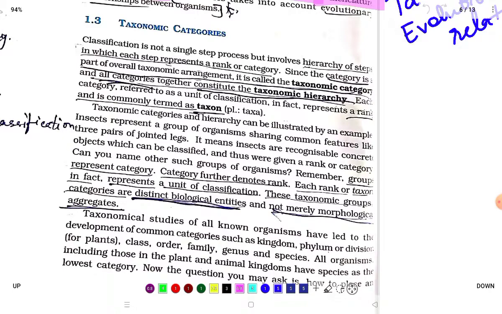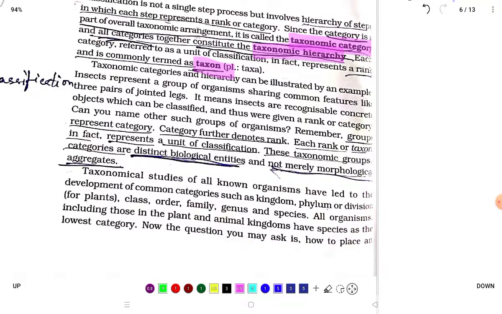Okay, taxonomic category, that is, a category is a part of the overall taxonomic arrangement, and this is called a taxonomic category. All these categories together constitute the taxonomic hierarchy. This category is also called a rank, and this rank is commonly termed a taxon. You have to note this. So: what is a taxonomic category, what is taxonomic hierarchy, and what is a taxon, and the plural is called taxa.